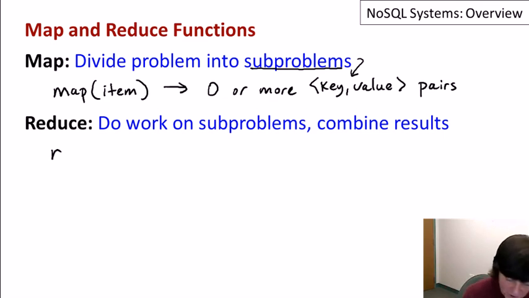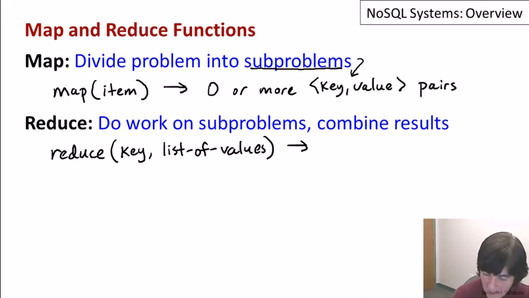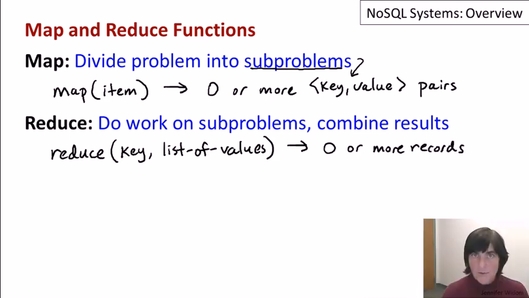So the reduce function, which we'll write, takes as its parameters a key and then a list of values for that key, and it produces as output 0 or more records. Now we'll shortly see a concrete example that will hopefully make this more understandable, but before we do that, let's look at the overall architecture of how these functions are used to process data.